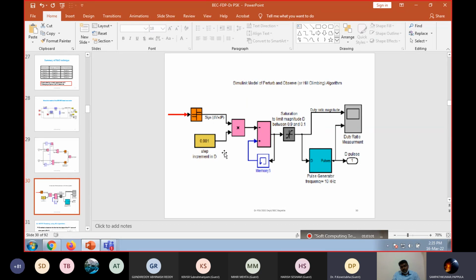Okay, to get the maximum peak value, the updated value of D is first passed to the saturation block. It needs to pass this saturation block to limit the duty cycle to be within the range of 0.1 to 0.9. It does not reach the value 1.